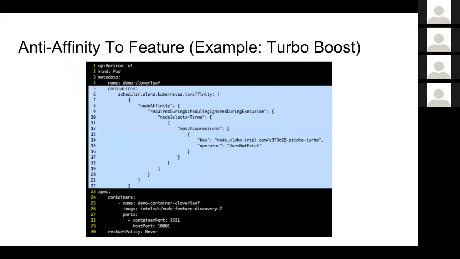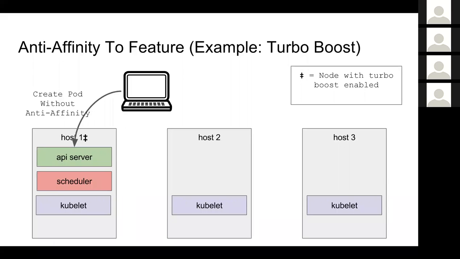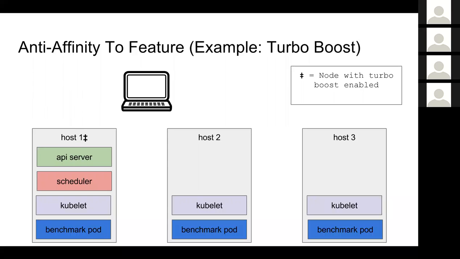This is again an example of how to express anti-affinity to a feature in Kubernetes. You can express anti-affinity using the node affinity feature. This is just to recap the experimental setup. Without affinity, the benchmark pod can land on any of the 3 hosts. But with anti-affinity, it will land only on host 2 and host 3, where turbo boost is not enabled.